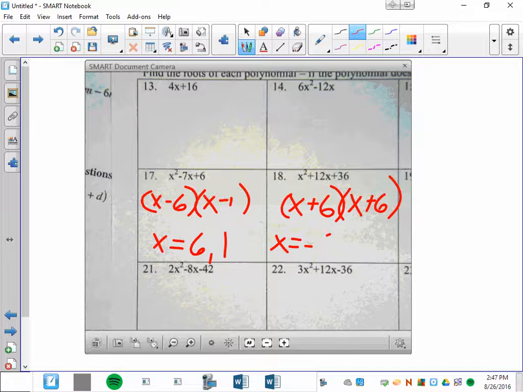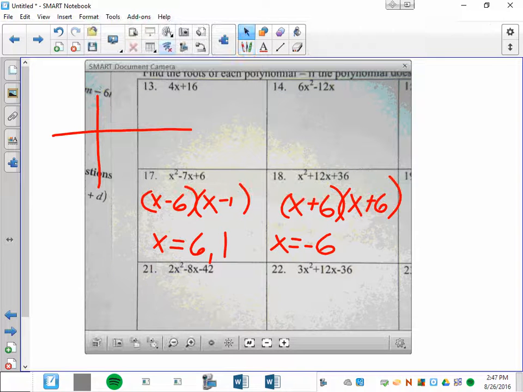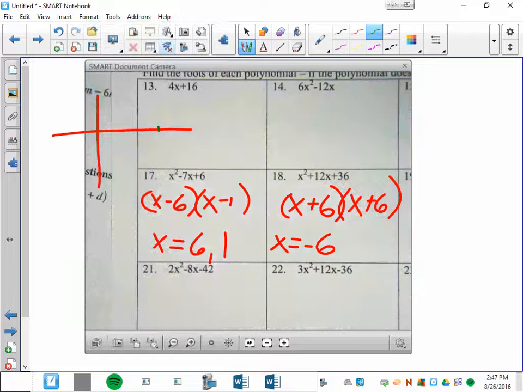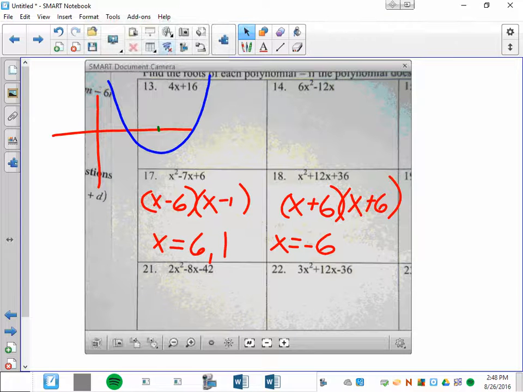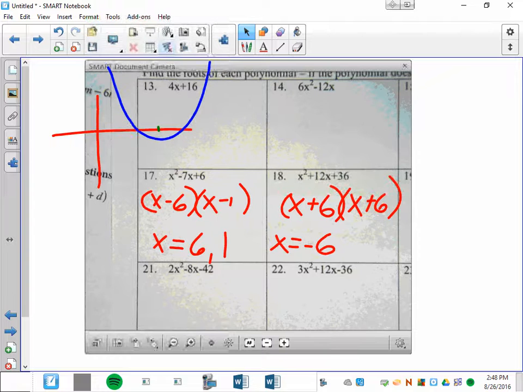x equals negative 6. Should I list it twice? No. How does a parabola hit the x-axis once? It bounces off. Anytime you have a double root, then that quadratic bounces off the axis. So it's either the maximum or the minimum. So if I'm out here at 6, right there you can see that that parabola has 2 roots, and those 2 roots become 1.